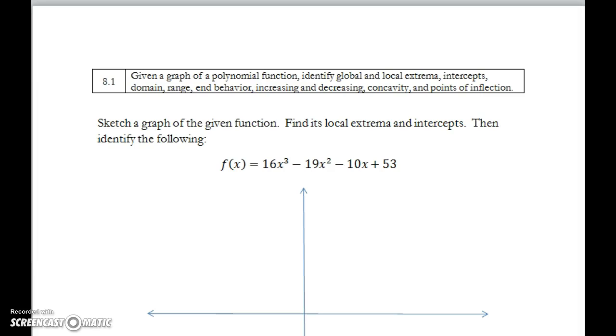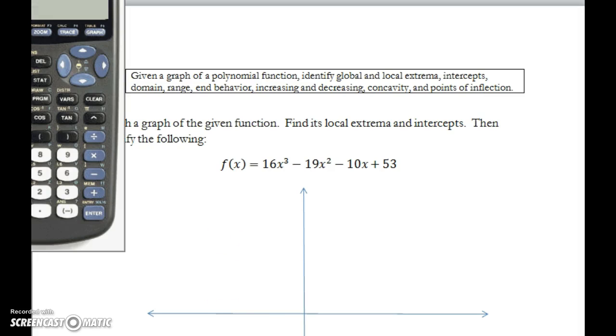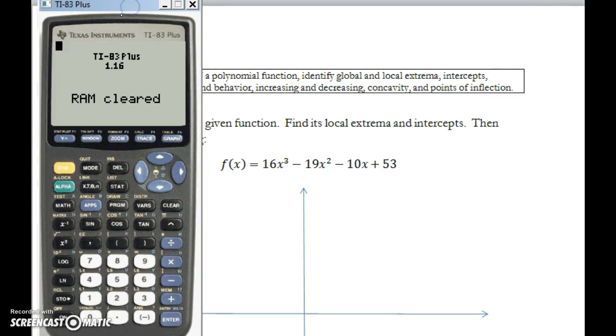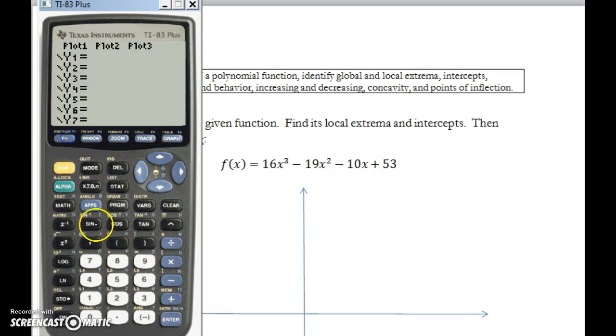Now for this particular function, it says sketch a graph of the given function, and my intention was for you to do it on the graphing calculator. So let's pull up a graphing calculator and put this function in. We need to go to y equals to enter our function, and it's 16x to the third minus 19x squared minus 10x plus 53.